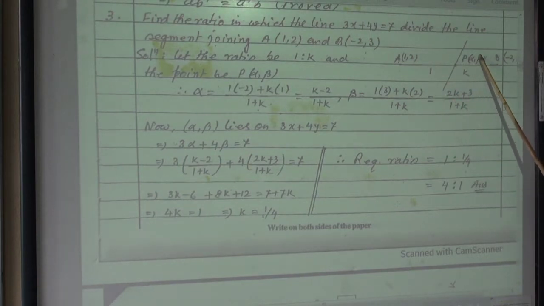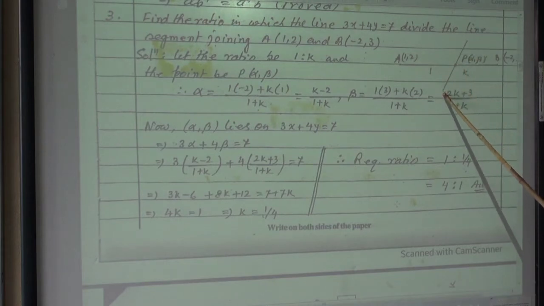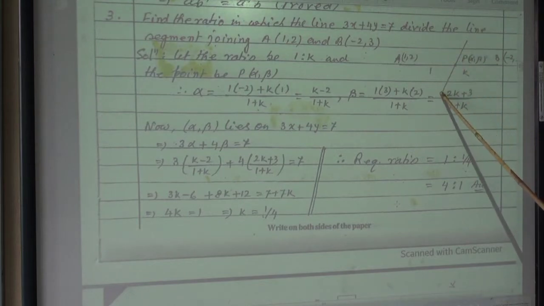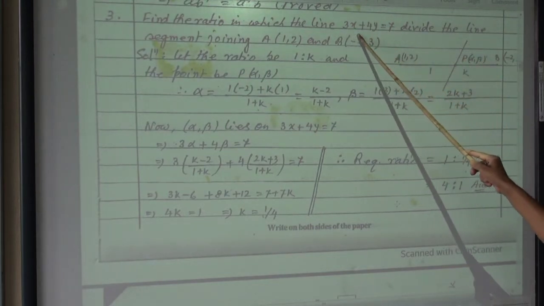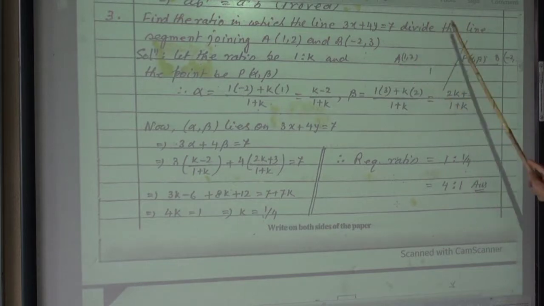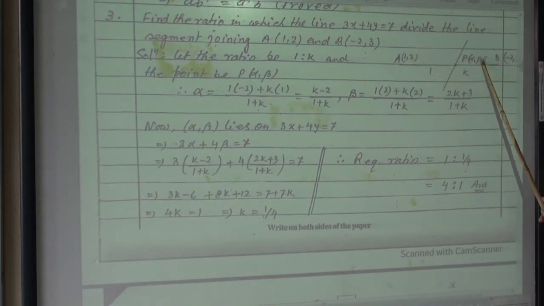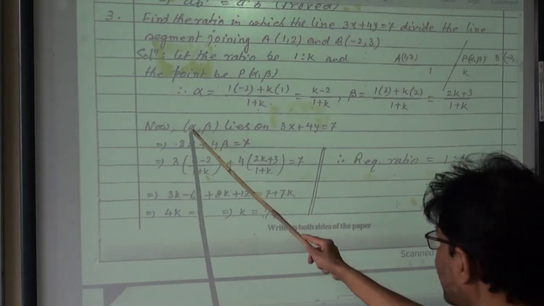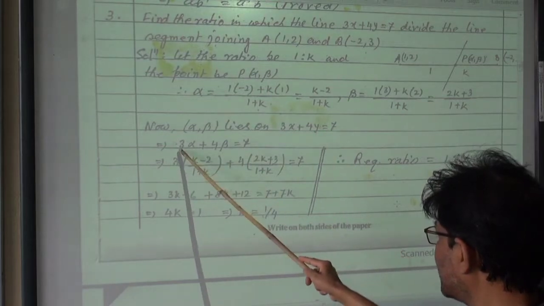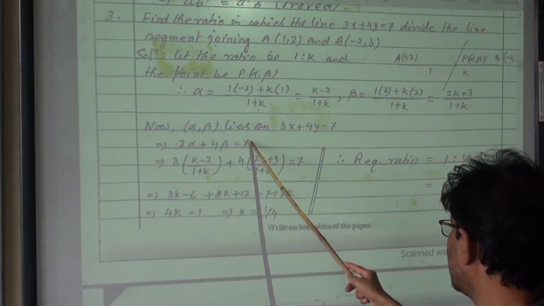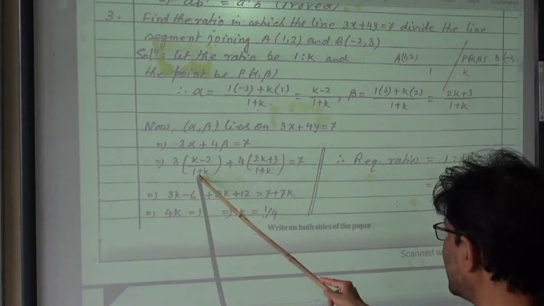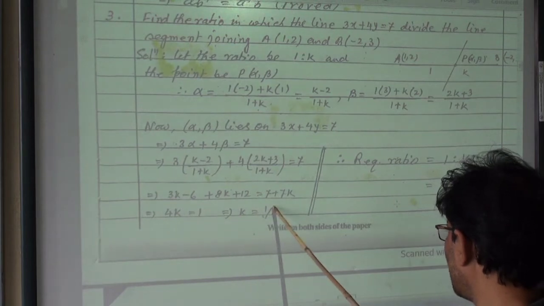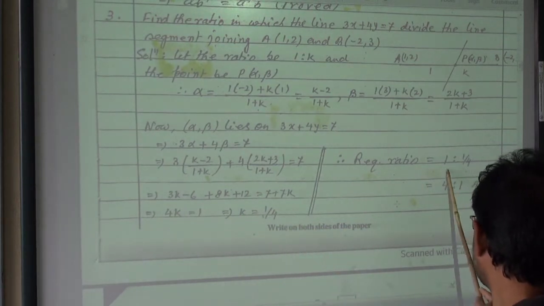Now this alpha beta is lying on this line also. Alpha beta is lying on this as well as on this. What is the equation? The equation is 3x plus 4y is equal to 7. Alpha beta is lying on this line, which means alpha and beta will satisfy this equation. So x and y I am replacing by alpha and beta. That means 3 alpha plus 4 beta is equal to 7. Now I am replacing the alpha and beta values, taking LCM and simplifying. Getting k value as 1 by 4. So the ratio is 1 is to 4.